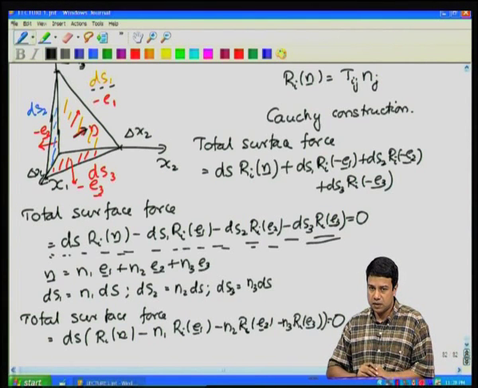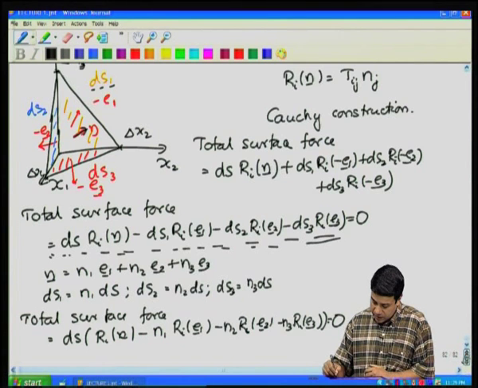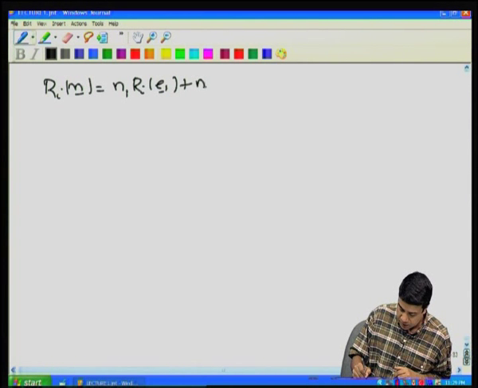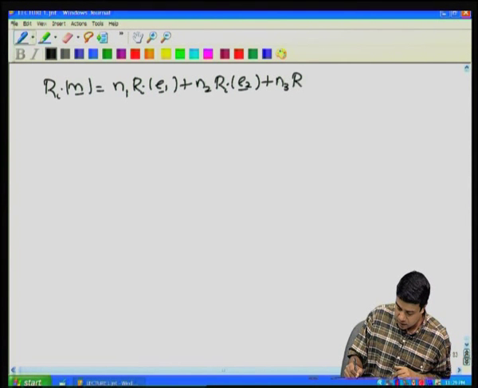Note that n1 Ri of E1 is the force acting at a surface perpendicular to the x1 direction, Ri of E2 is the force acting at a surface perpendicular to the x2 direction, Ri of E3 is the force acting perpendicular to the x3 direction, okay. And these three have to be equal to 0. That means that Ri of n is equal to n1 Ri of E1 plus n2 Ri of E2 plus n3 Ri of E3.